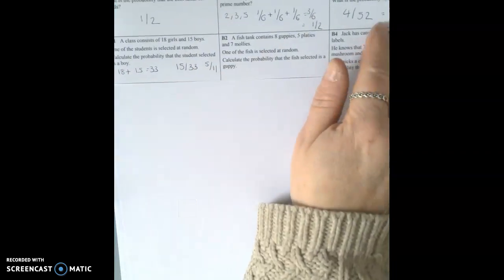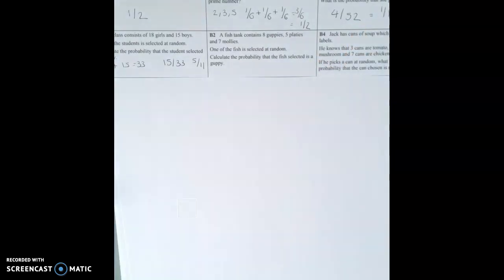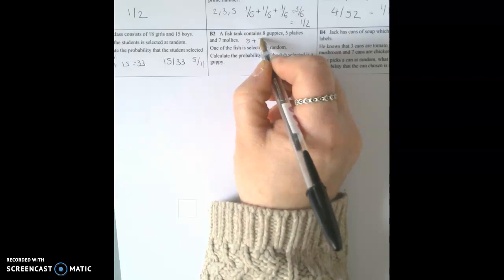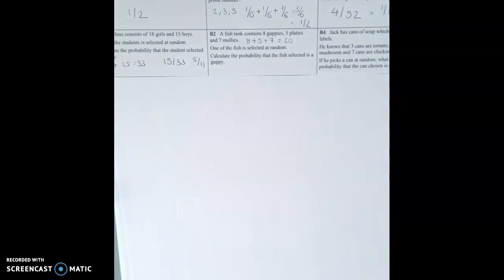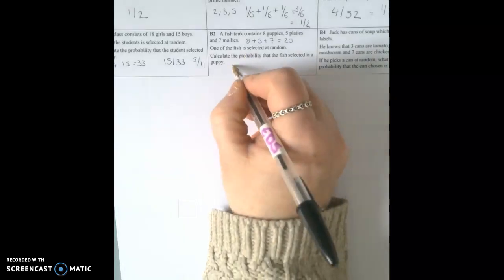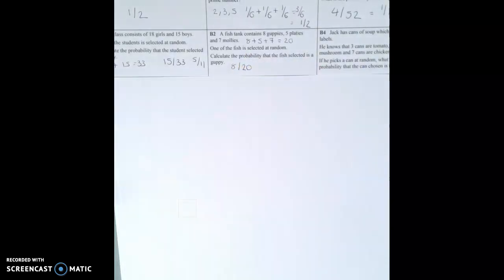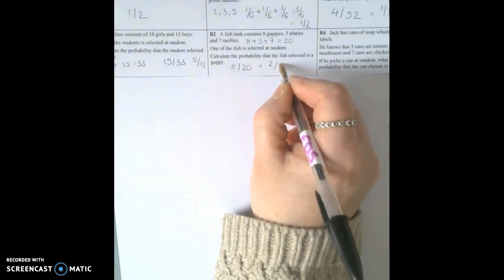Okay, so for our next question, we have fish that are in a fish tank. And there are 8 guppies, 5 platies, and 7 mollies. So again, we need to know how many fish we have in our fish tank. So we have to add all the different fishes up together, and we have 20 fish swimming around in our fish tank. Now we want to know the probability of picking a guppy, and the number of ways that we can pick a guppy is 8 because there are 8 guppies in the fish tank. So that is 8 out of 20. So we have an 8 out of 20 chance of picking a guppy, but we can simplify that to 2 out of 5.